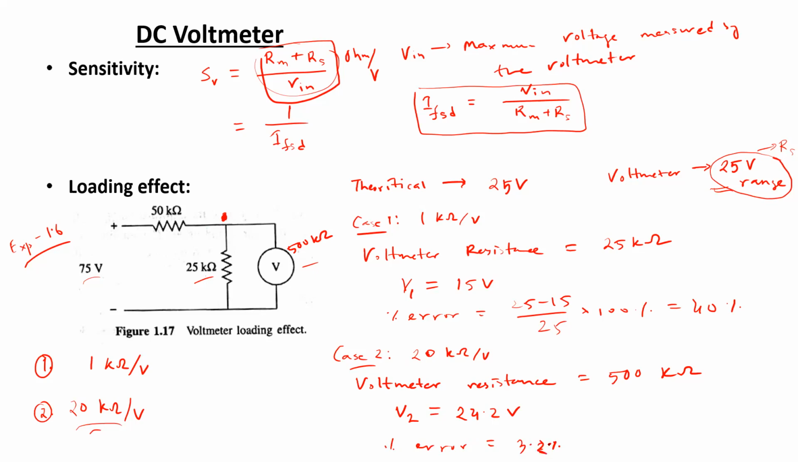So in this way, if a high sensitivity voltmeter is used, then the impact of the loading effect will be as minimum as possible. You can later go through example 1.6 in the book, and there is another example 1.7, so you can go through these examples. They are straightforward calculations that indicate the significance or effect of the loading behavior of the voltmeters.